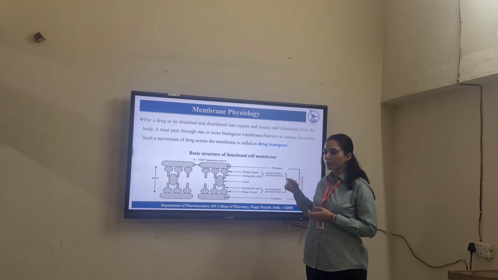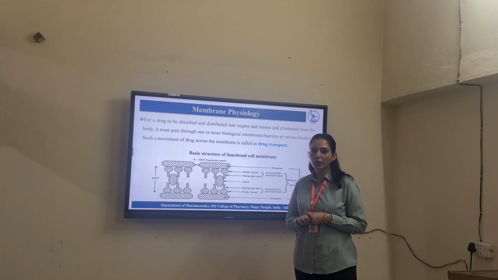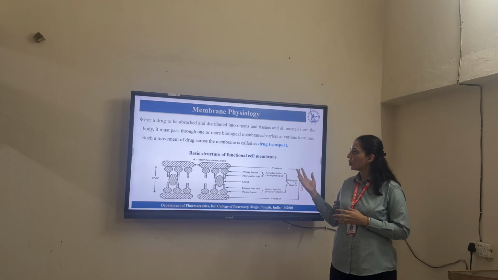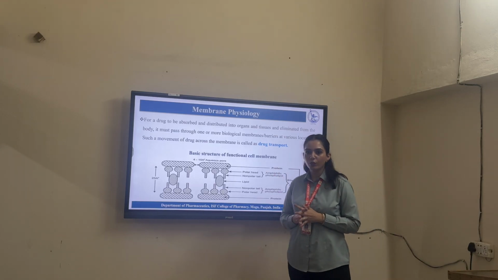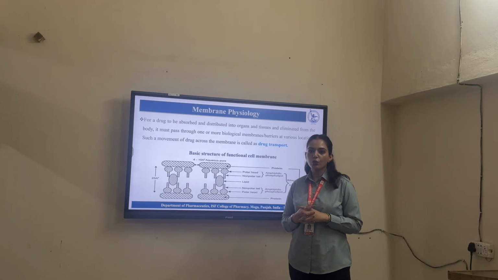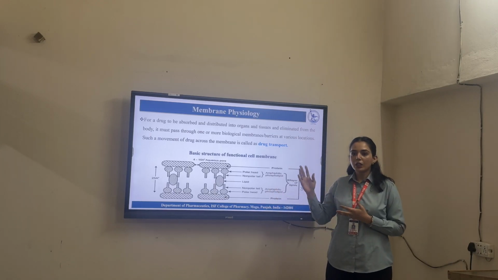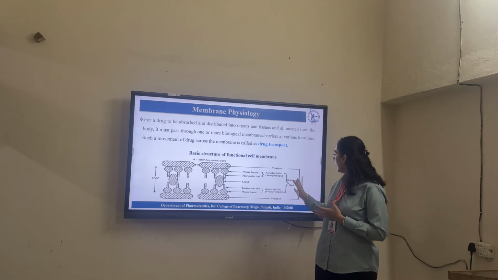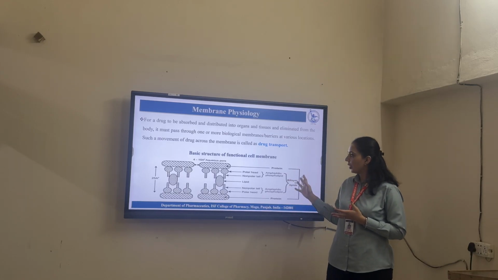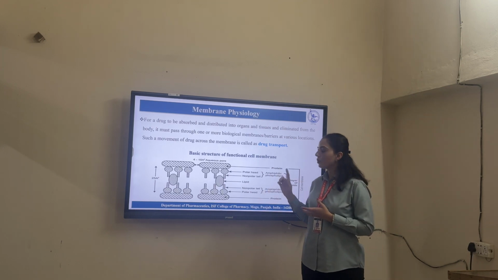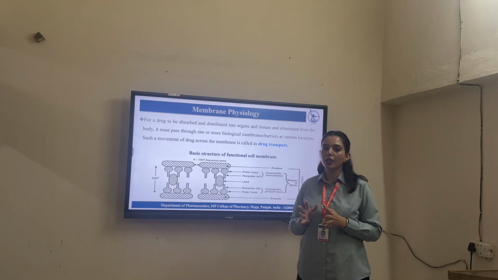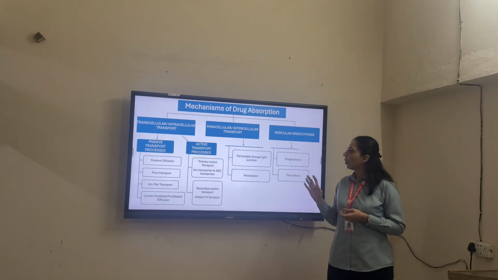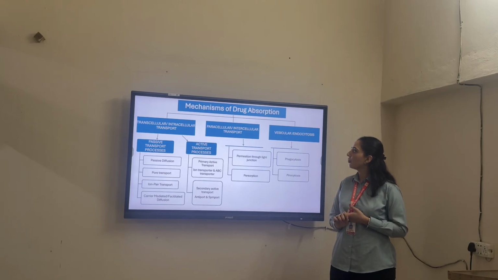So for absorption via the GI route, we should know about the membrane physiology. For drugs to be absorbed and distributed into the organs and tissues and eliminated from the body, they must pass through the biological membrane, which is a bilayer of lipids. So the drug has to pass this membrane. To pass this membrane, the drug has to be lipid soluble. So let's continue with the mechanism of drug absorption.